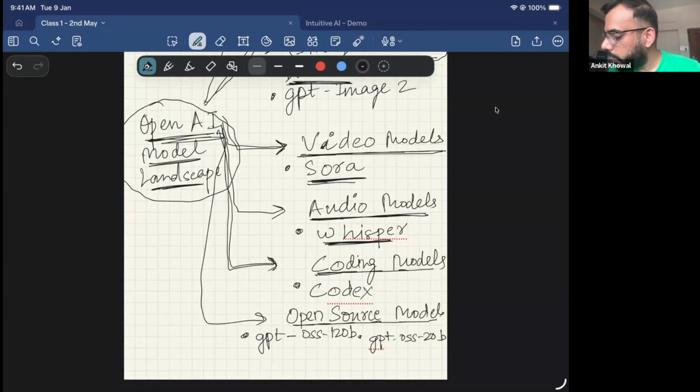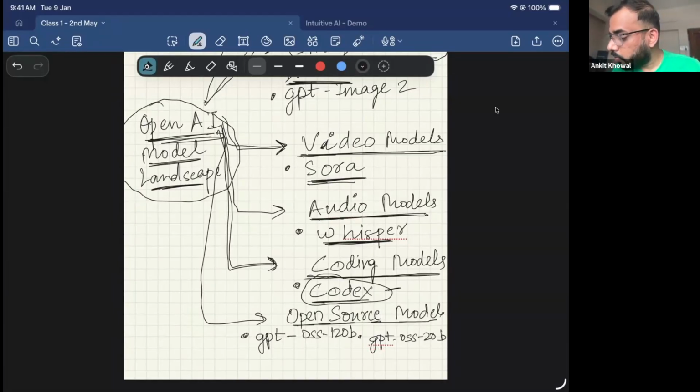Now, if you're doing coding, if you want to do a coding related task, then you can use Codex. This is a different model from them specifically for coding. They have trained this model on coding related tasks, so when it predicts output, it will be better than a general purpose model. So that is how it is.